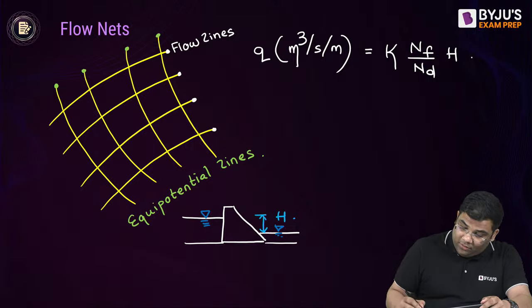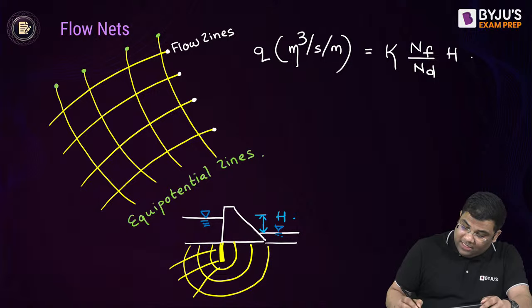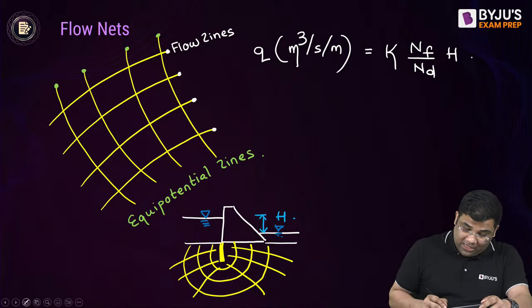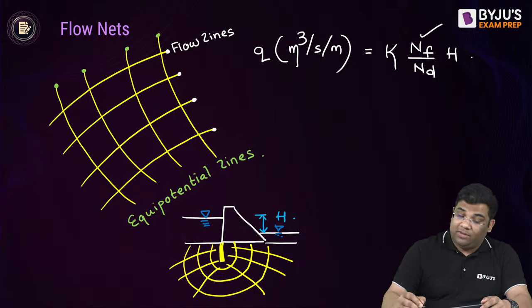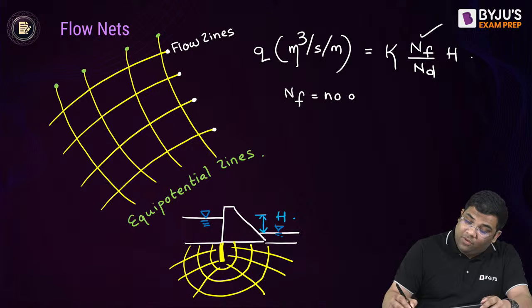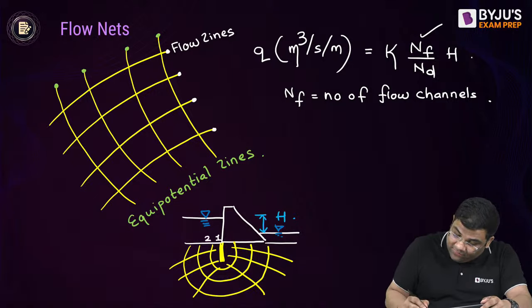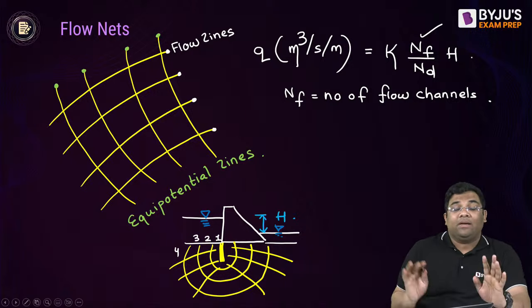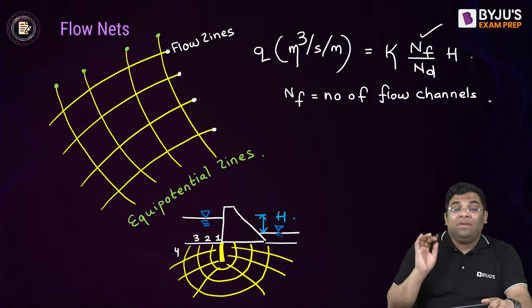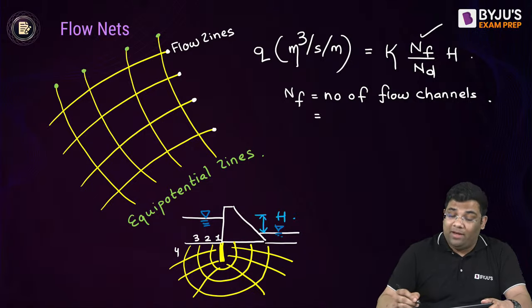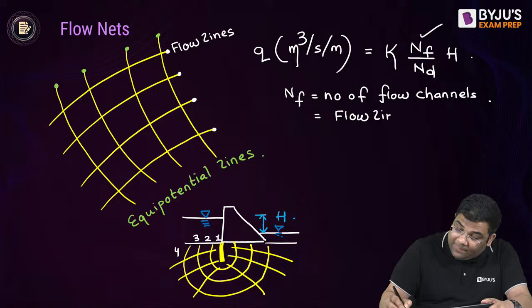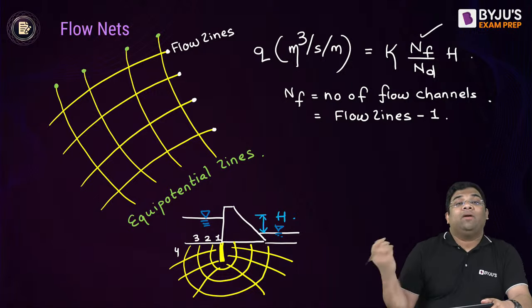Now the flow net will be drawn. Suppose there is one sheet pile, and the flow net is drawn like this, with the flow lines drawn like this. In this you can calculate the number of flow channels. What is Nf? It is the number of flow channels. From the diagram you can count them: this is one flow channel, second, third, and fourth. If the diagram is not given but the number of flow lines is given, then the number of flow lines minus 1 will also give me the number of flow channels, right?